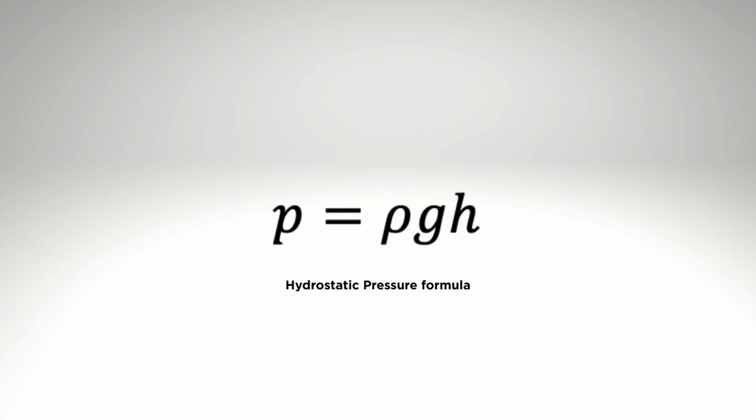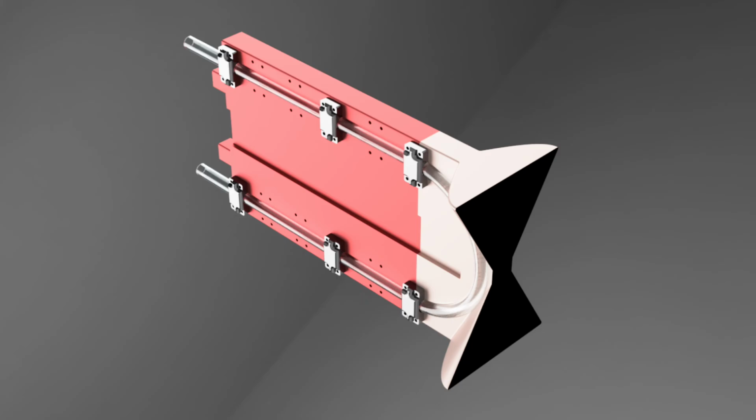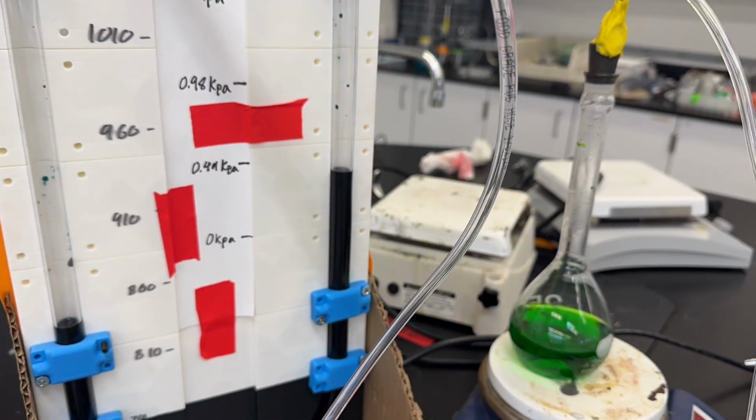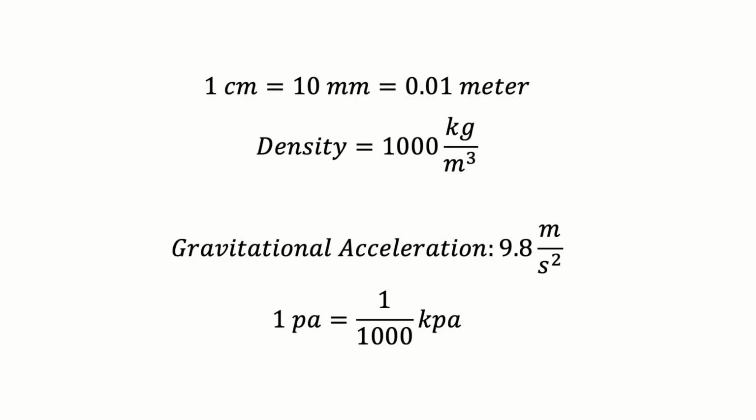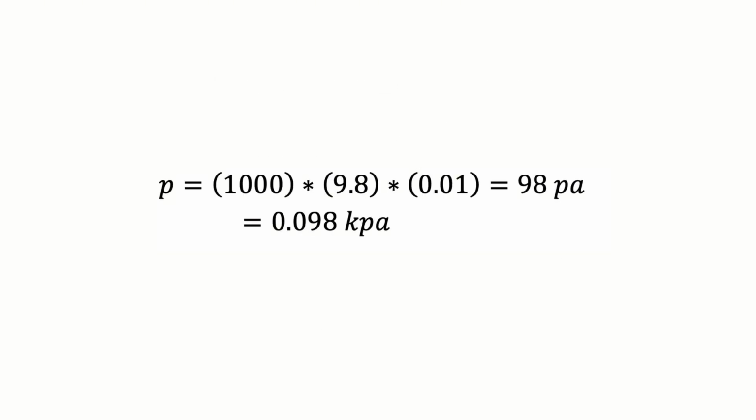We're assuming that the initial ATM is 1. So how do we convert from the height difference to our pressure? Well, 1 centimeter equals 1/100 meter, and 1 Pa equals 1/1000 kPa. Then we can get that 1 centimeter of height difference equals 98 Pa, which is 0.098 kilopascals.